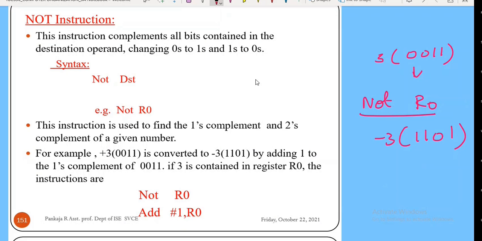So depending on requirement, whenever you are writing your own program, if it requires, you can use this. This is the syntax: NOT destination. Which value are you going to negate? Whatever content is present in register R0. Consider R0 contains value 3. So only one parameter you are passing.